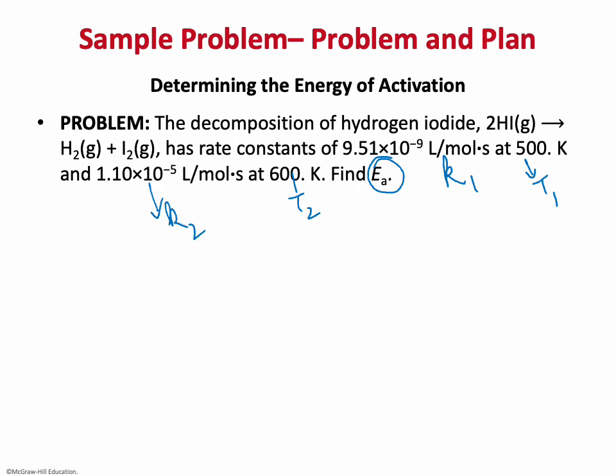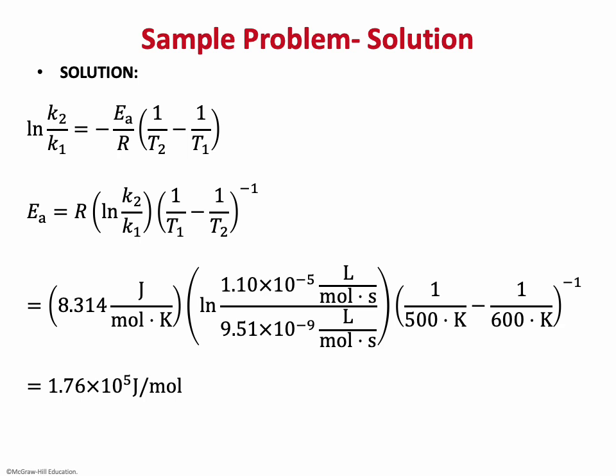An important thing there is that temperature should always be in Kelvin. So we will use this equation again: ln k2 over k1 equals minus EA over R times 1 over T2 minus 1 over T1. Plug in all the values, rearrange the equation, and solve for EA.